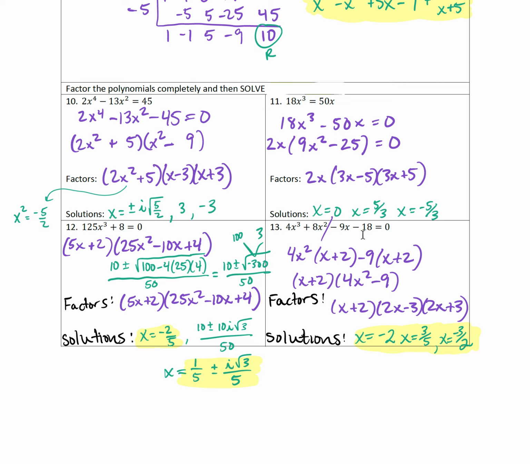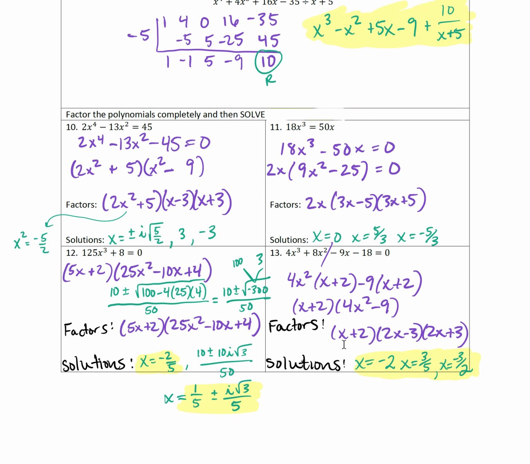Okay, same thing over here, except there are 4 terms, so you know it's factored by grouping. This is an easy one where it's just minus 2, and then this one you're going to use square roots. I think that's supposed to be a 2 right there, actually. So it's 2x minus 3, 2x plus 3, and the solutions are then plus or minus 3 halves. So that's a 2 there.